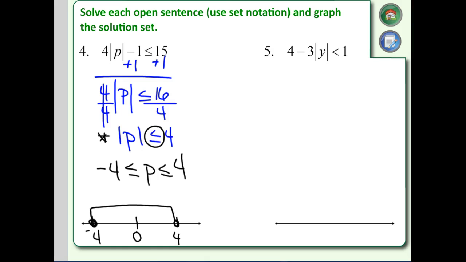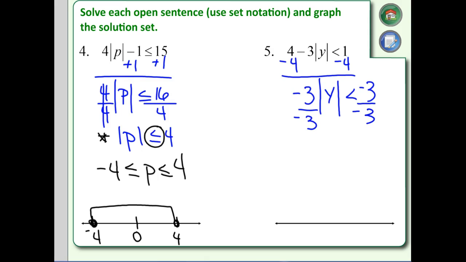When I look at number 5, once again, I've got extra things. I call that fluff. We've got to get rid of the fluff first to get the absolute value bracket alone. So we're going to subtract 4 from both sides. So I have negative 3 times the absolute value of y is less than negative 3. Now we've got to get rid of that negative 3 out in front. So we're going to divide both sides by negative 3.